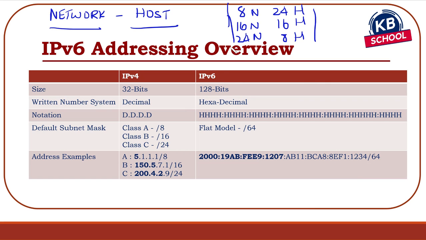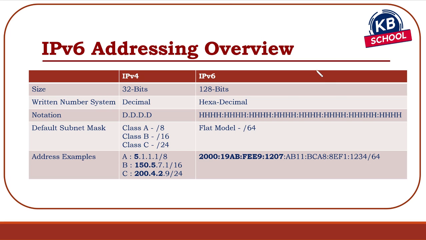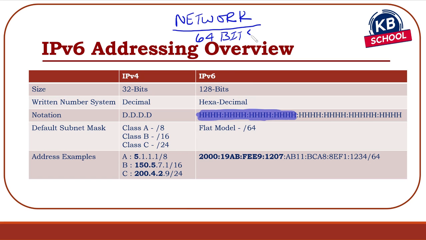Now, rather than keeping this class system, what they did in IPv6, they just set up a simple way of doing subnetting, in the sense that they said the first 64 bits, which is basically the first 4 blocks, because each block contains 16 bits times 4 blocks gives you 64 bits, represents the network portion. So it's a flat model. It does not use the class model. The network bits is 64 bits. If you equate that into hex, it is the first 16 hex digits.